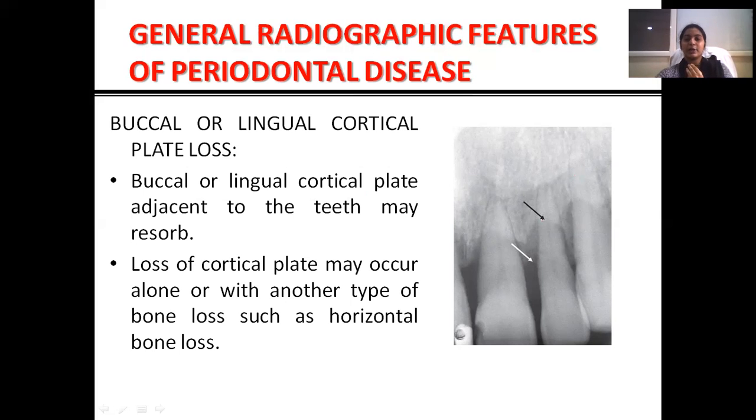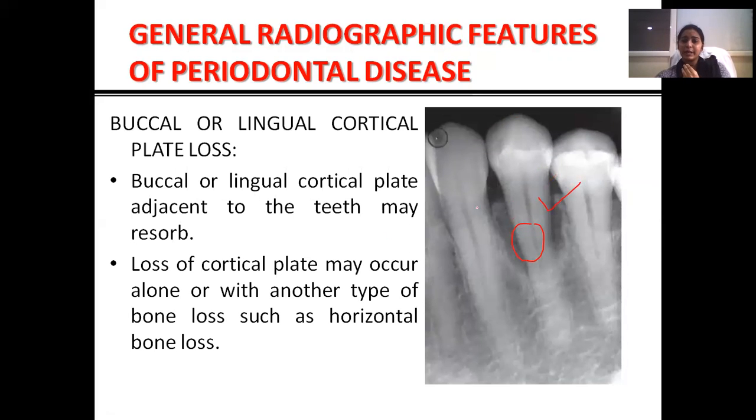But this buccal or lingual cortical plate loss sometimes appears alone, or it might appear along with the loss of the interproximal bone also. So here you can appreciate a semicircular area with the radiolucency directed apically. The apex of the radiolucency is towards the apical region. So here you can see the isolated buccal cortical plate loss.